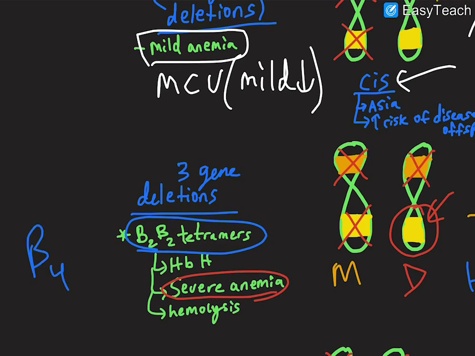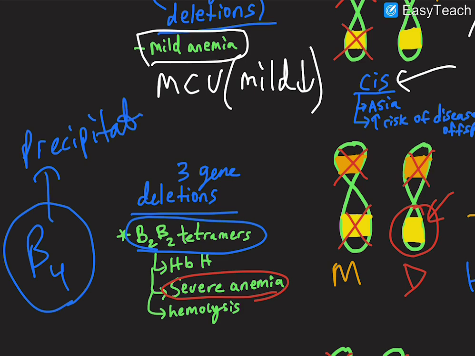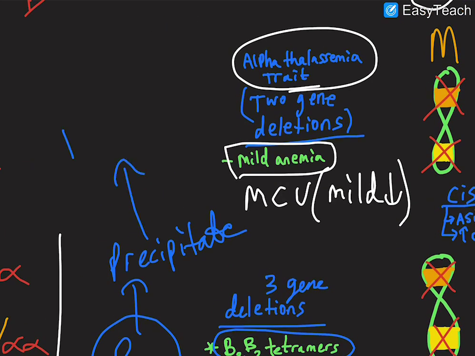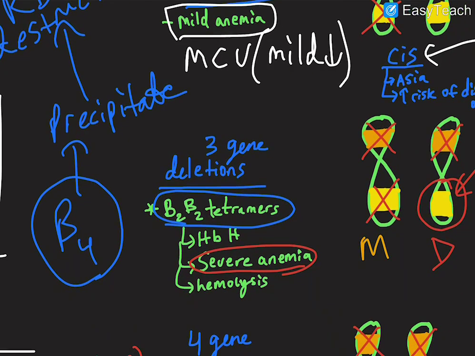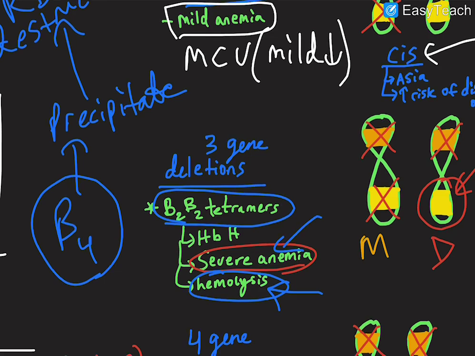And that's horrible. Why? Because these beta chain tetramers can precipitate inside the red blood cells and cause red blood cell destruction, also called hemolysis. That's going to be bad because now you're destroying your red blood cells. And on top of that, you're not making enough hemoglobin, because you're not making enough alpha globin chains. So you have severe anemia and destruction of your red blood cells. So that's horrible.